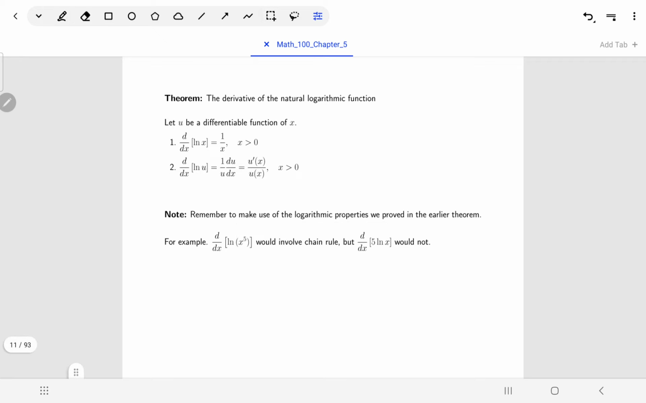And that's going to be a common thing that we're going to see as we go through: there are going to be functions that we're going to want to simplify before we differentiate.